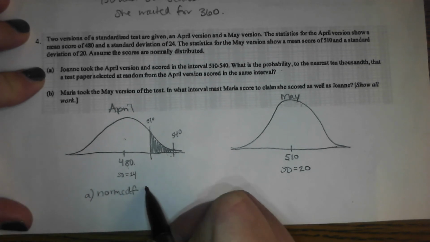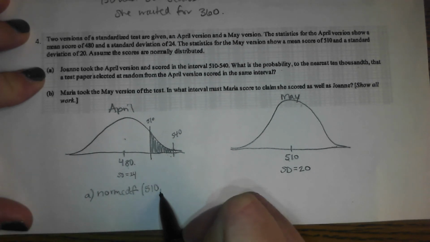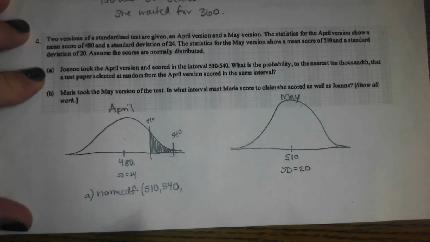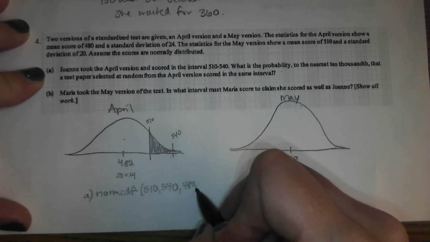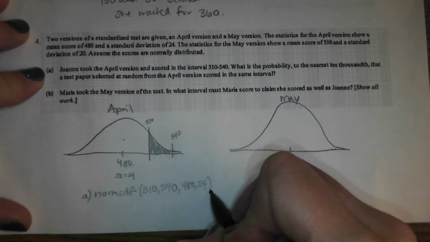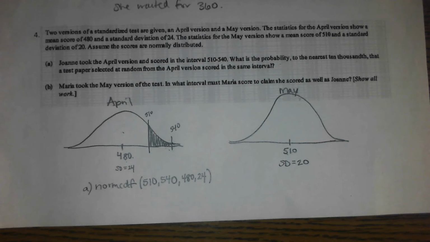On the low end, it's a 510. On the high end, it's a 540. The mean was 480, and the standard deviation was 24. So you're just going to get your probability by doing norm CDF again, typing in those numbers, 510, 540, 480, and 24.